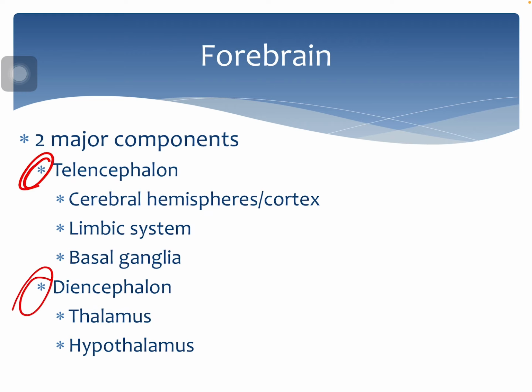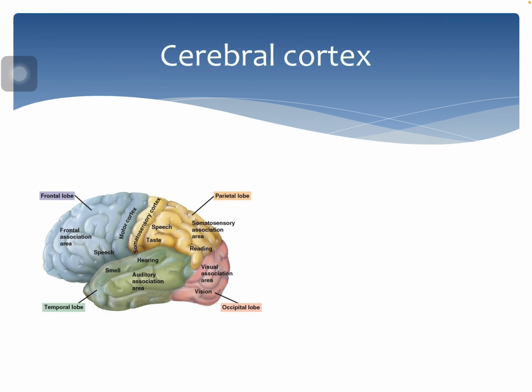So another thing that I want to cover is just the forebrain and what makes up the forebrain. So the forebrain's made up of the telencephalon and the diencephalon. So the telencephalon is that area, the large area of cortex in the two hemispheres that you typically see. Also the limbic system and basal ganglia. We're going to go into these individually. The diencephalon is made up of the thalamus and the hypothalamus.